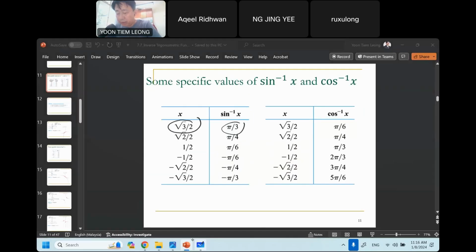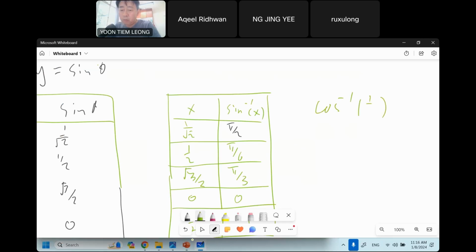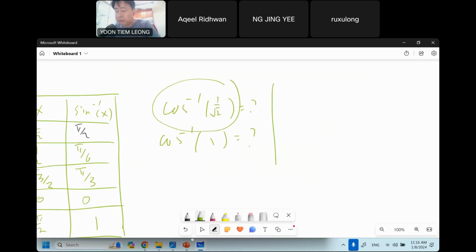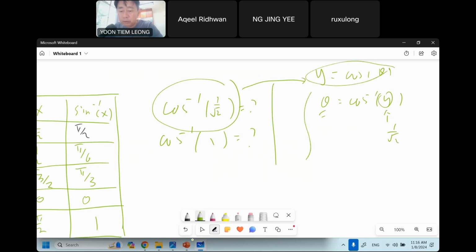For example, can you tell me what is the value of arc sine of 1 over square root of 2, and what is the arc cos of 1? To answer these questions, one simple way is to write down the relationship. If you have y equals cos of theta, theta is just arc cos of y. If y is equal to 1 over square root of 2, what is your theta? So you can refer to this. You ask yourself, what is the value of cos theta so that it is 1 over square root of 2. And then you can check the table or ask Mathematica.